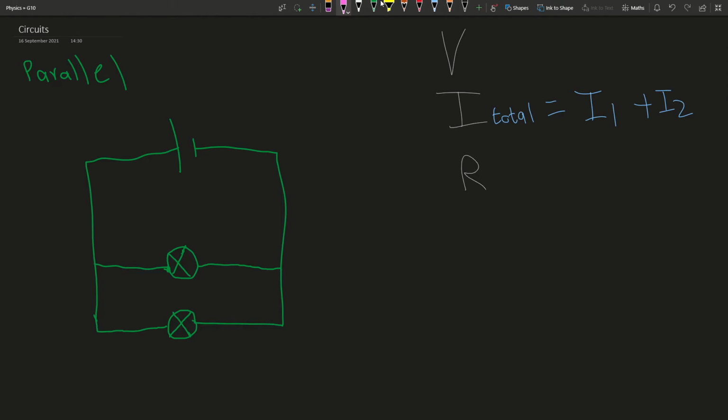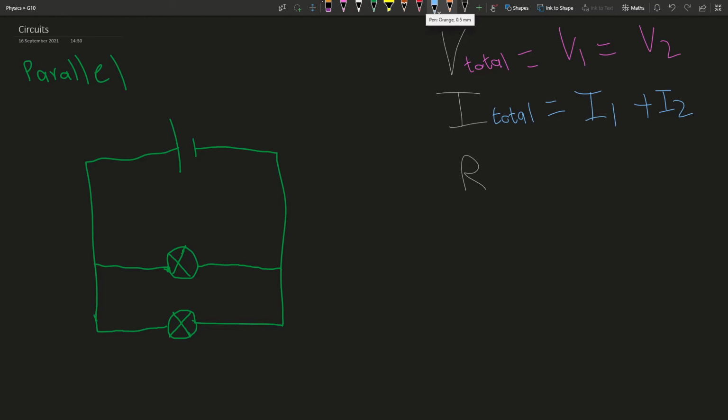So your current is going to split. However, your voltage is going to do the opposite. Your voltage is going to stay the same everywhere. So each of these branches is going to receive the same amount of voltage. So your voltage total is going to be your voltage 1, which is equal to your voltage 2. So if you've got voltage here, voltage there, if you measure it anywhere, it's all going to be the same.